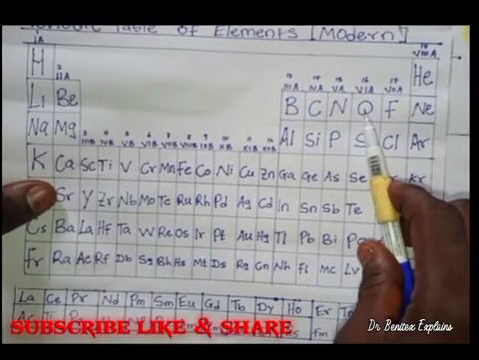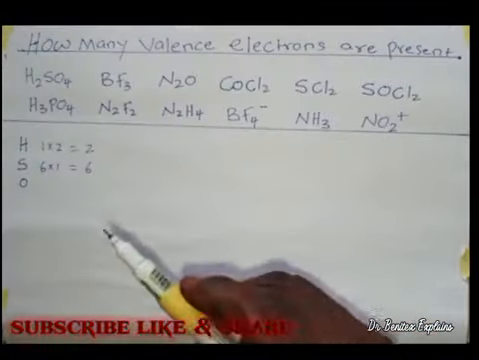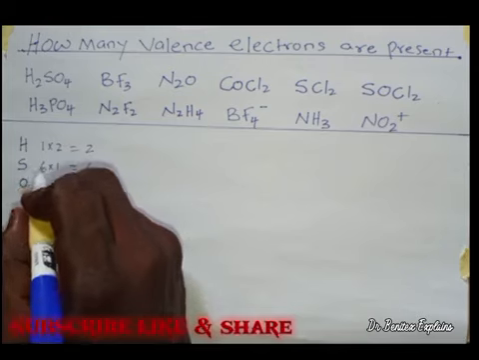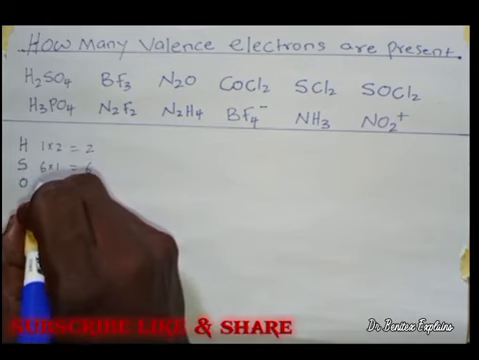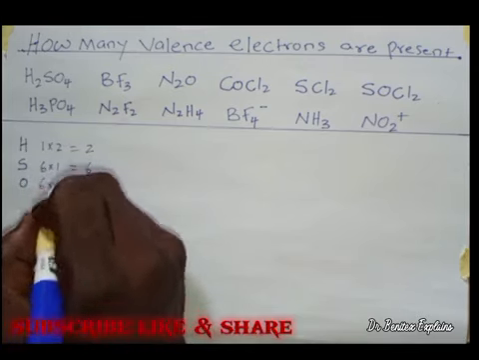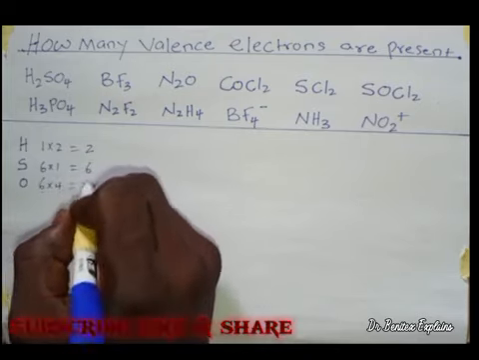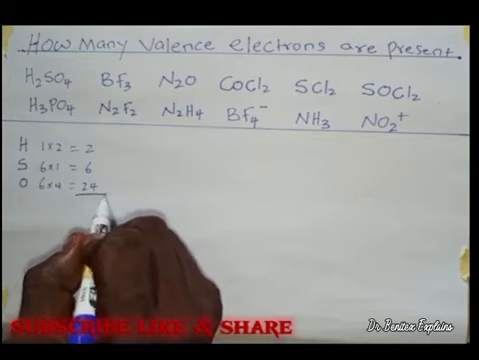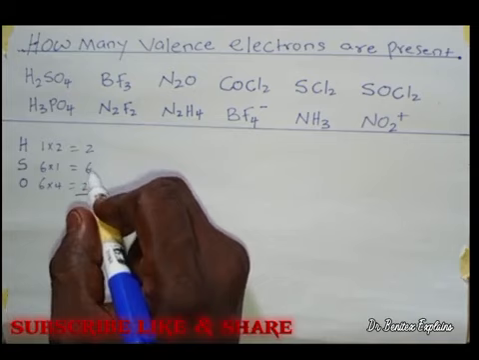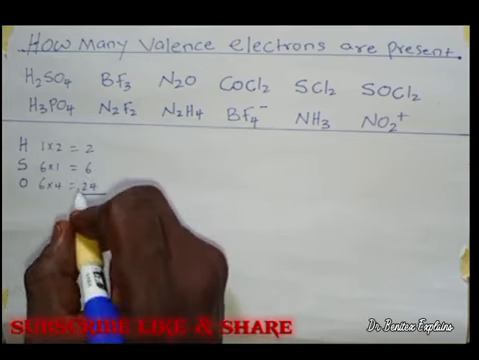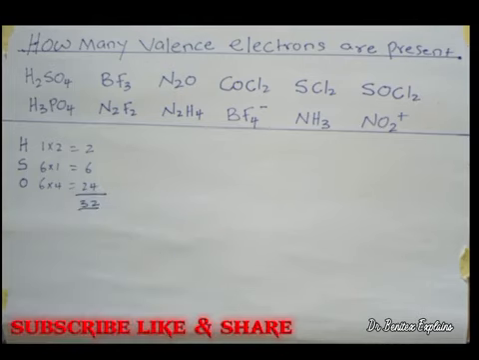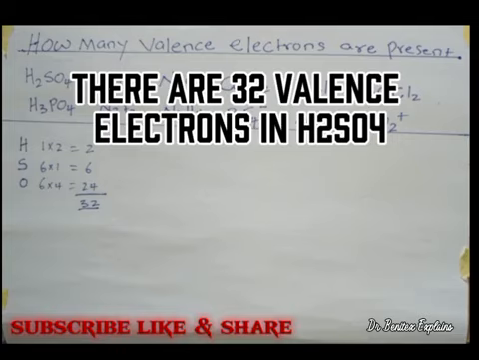Now, my oxygen is also in group 6. So 6 valence electrons there. How many oxygen atoms are there? 4. So I will say 6 times 4, which is equal to 24. So how many valence electrons are here? 2 plus 6, 8. 8 plus 24 gives us 32. So there are 32 valence electrons in tetraoxosulfate 6 acid.